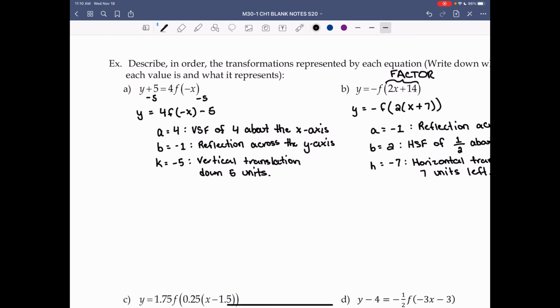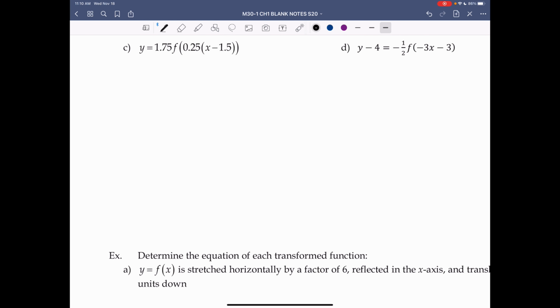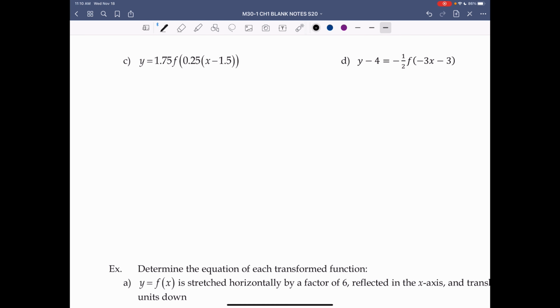C, y equals 1.75 f bracket 0.25 bracket x minus 1.5. We have an a value that equals 1.75. That represents a vertical stretch factor of 1.75 about the x-axis.